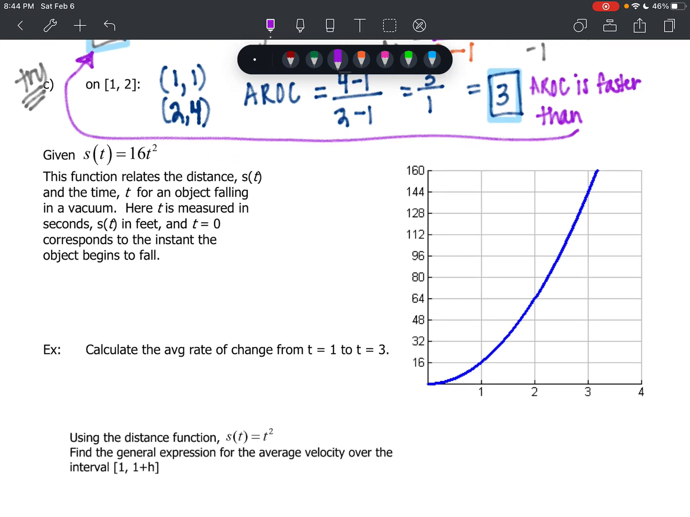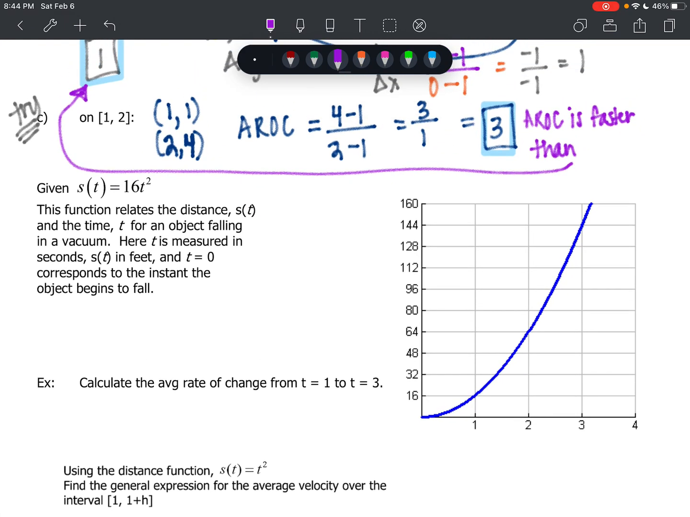Now, when you have a word problem, we need to keep in mind that there are words that go along with the average rate of change. You can't just put a numerical value in there. So on this graph, we're talking about time in seconds, and our outputs are distance in feet, right? Distance in feet. I'm just going to put distance in feet.